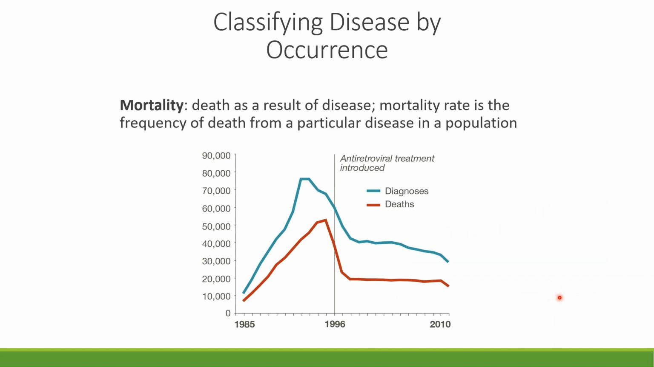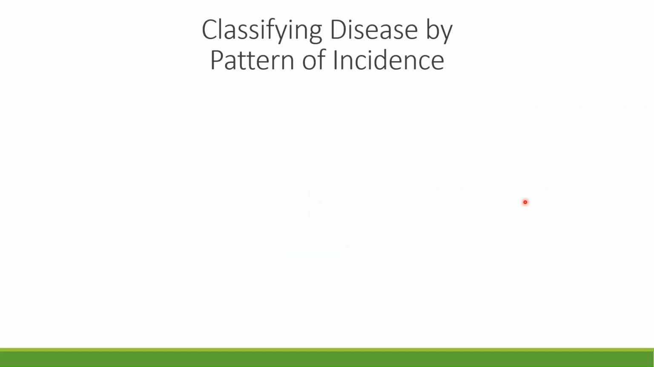Mortality is different than morbidity. It is actually the result of the disease being death. We can see different mortality rates here depending on diagnosis and treatment. Okay, we can look at the pattern of incidence.